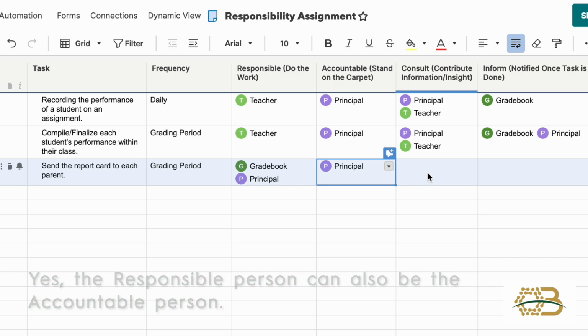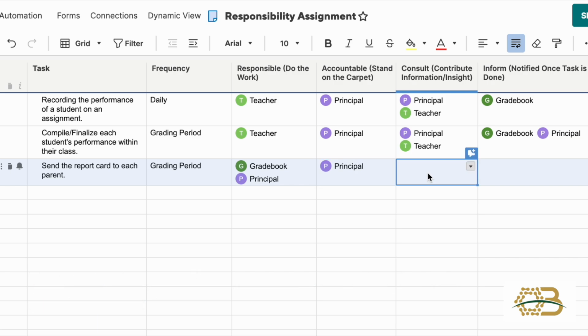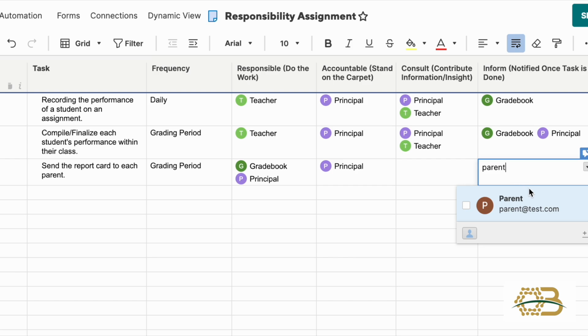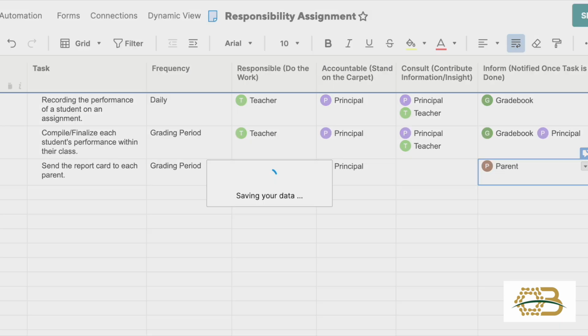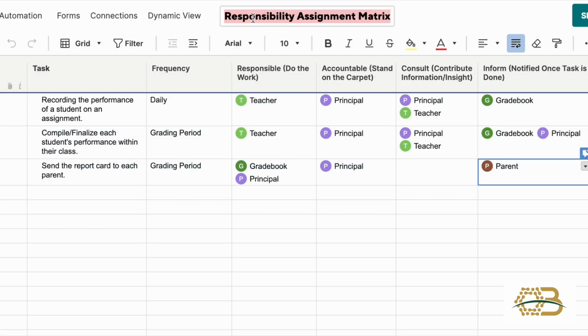The consulted person may be no one. Okay, we may not have anyone that we have to consult on this task. And the informed person would be the parent. And so there you have it. That is a responsibility assignment matrix for how schools may get their report cards out to parents.